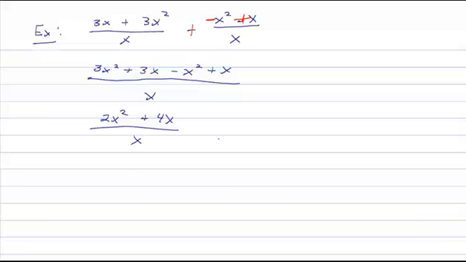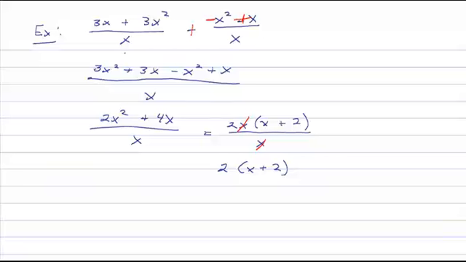The numerator has two terms, and we see a GCF of 2x. And we're left with x plus 2 over x. Well, we have a common factor of x, and we are left with just 2 times x plus 2.